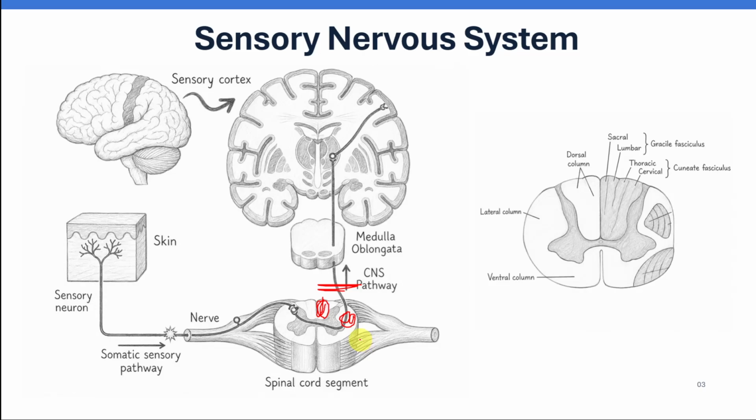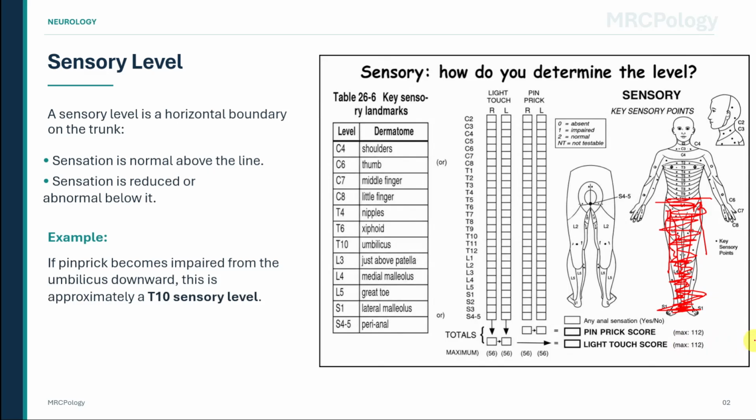The apparent sensory level on examination is an approximate clinical level. It does not always identify the exact anatomical level of the spinal cord lesion. Pain and temperature fibers may travel up or down by one or two spinal segments before crossing, and spinal cord anatomy does not correspond perfectly to the vertebral level. The sensory level must therefore be interpreted alongside motor findings, reflexes, sphincter symptoms, and spinal imaging.